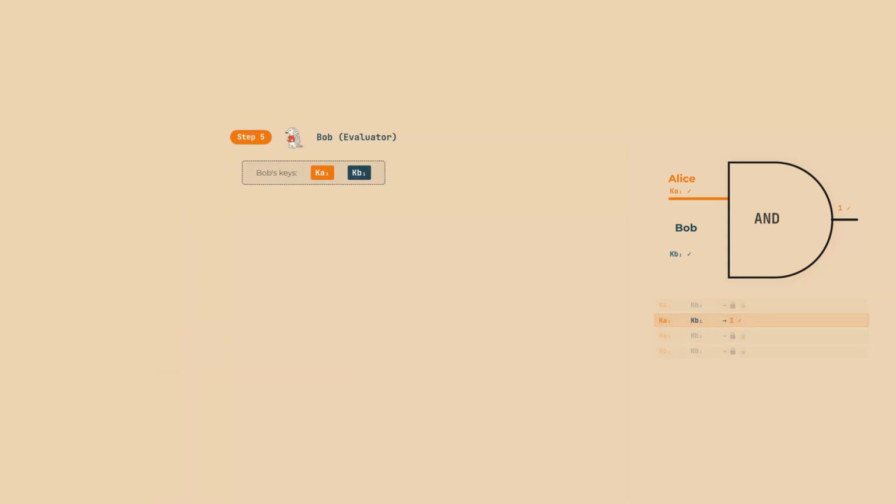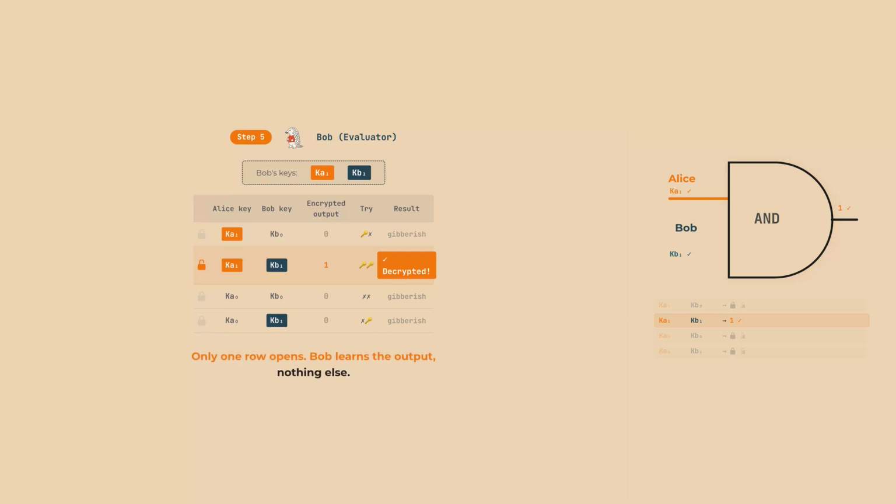Bob tries his 2 keys against each row in the garbled table. For most rows, the keys don't match. The decryption produces gibberish. But for exactly one row, both keys fit. That's the row encrypted with the exact combination matching Alice's input and Bob's input. It opens cleanly and reveals the output. In this case, both chose 1, so the output is 1. They're going to the party.